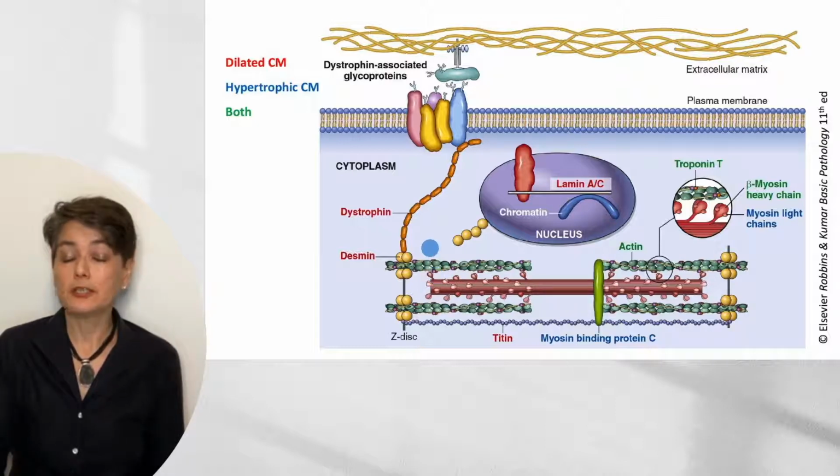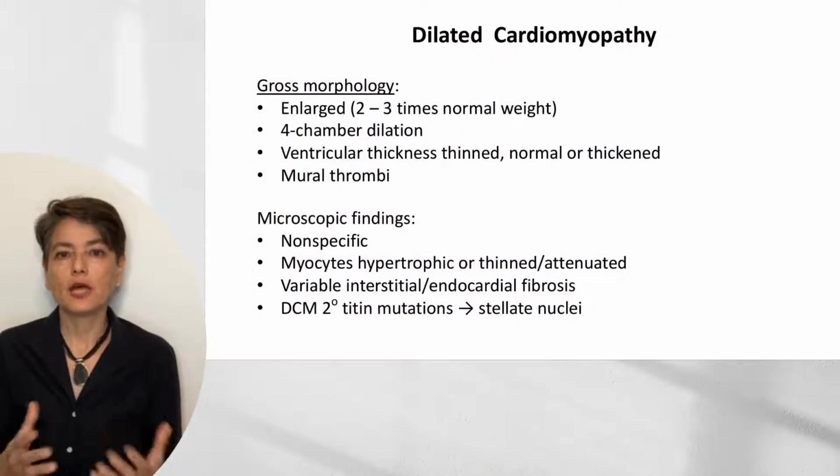But as I mentioned, there are a subset of genes that are also mutated in both dilated cardiomyopathy and hypertrophic cardiomyopathy. And those are here in green. So we have actin, troponin T, and beta-myosin heavy chain. All right. So what are we going to see morphologically?